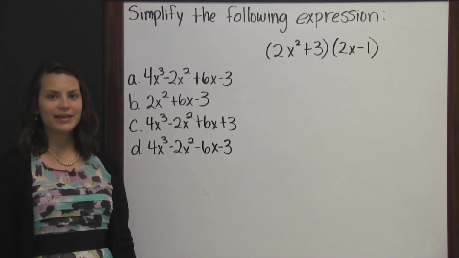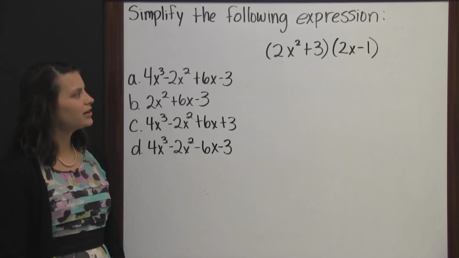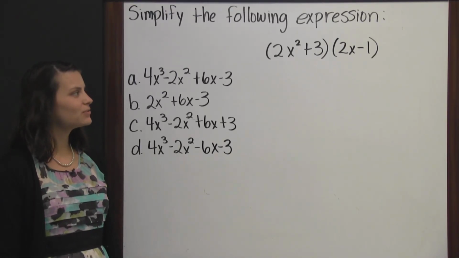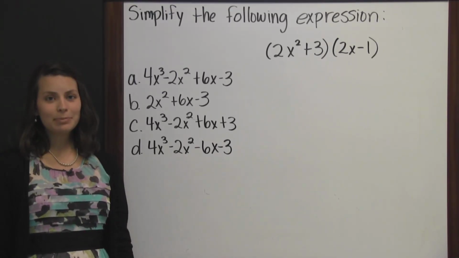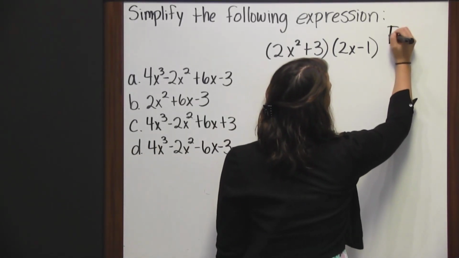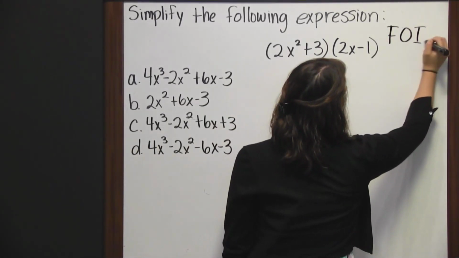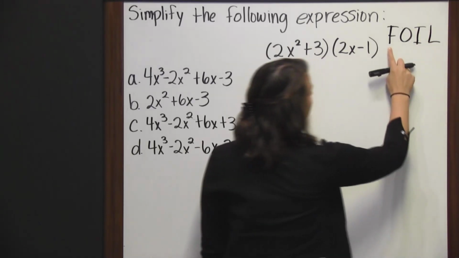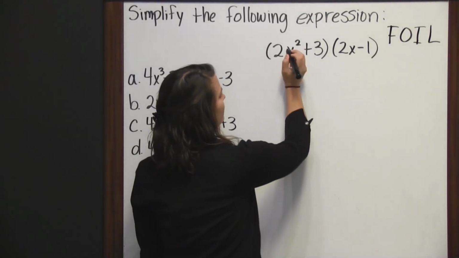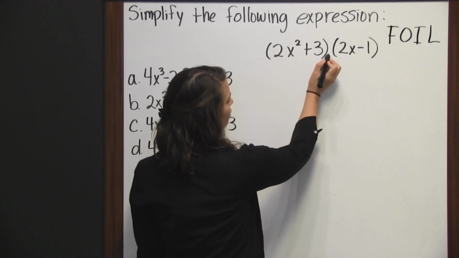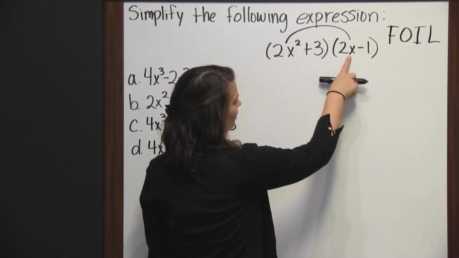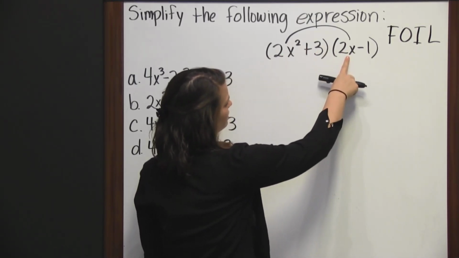Simplify the following expression: the quantity 2x squared plus 3 times the quantity 2x minus 1. To simplify, we need to FOIL. The F in FOIL stands for first. So we're going to take the first term in our first binomial and multiply it times the first term in our second binomial. First and first.